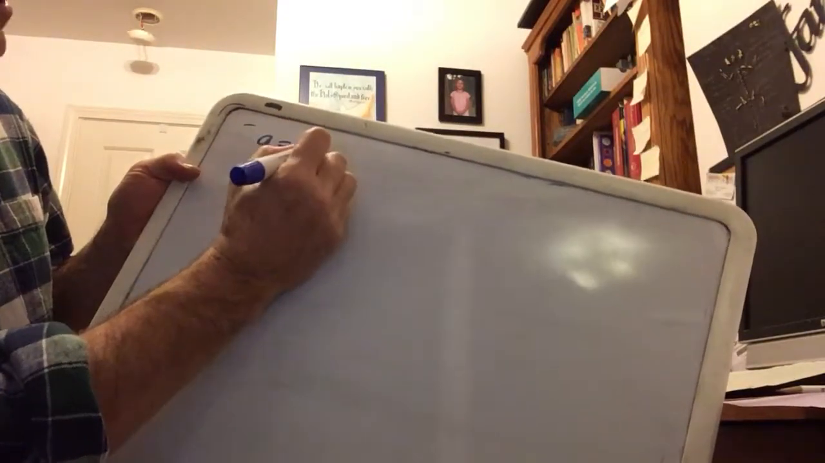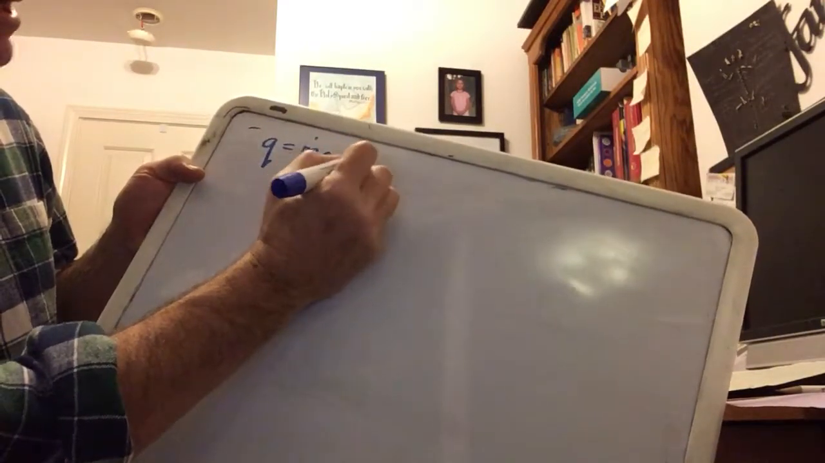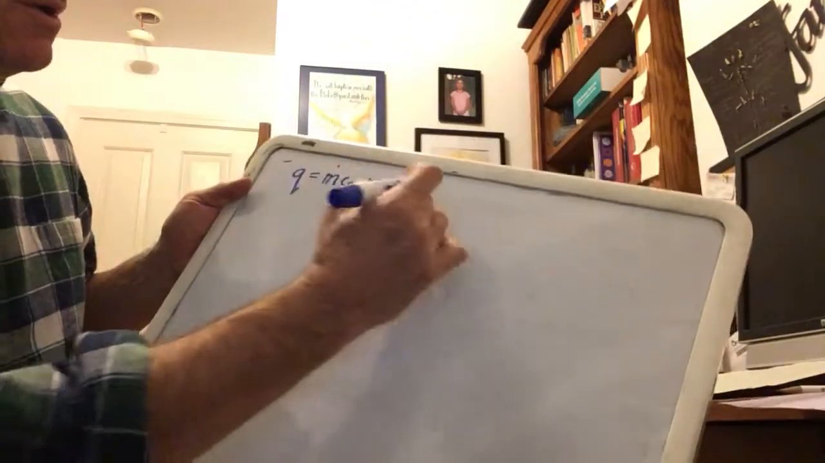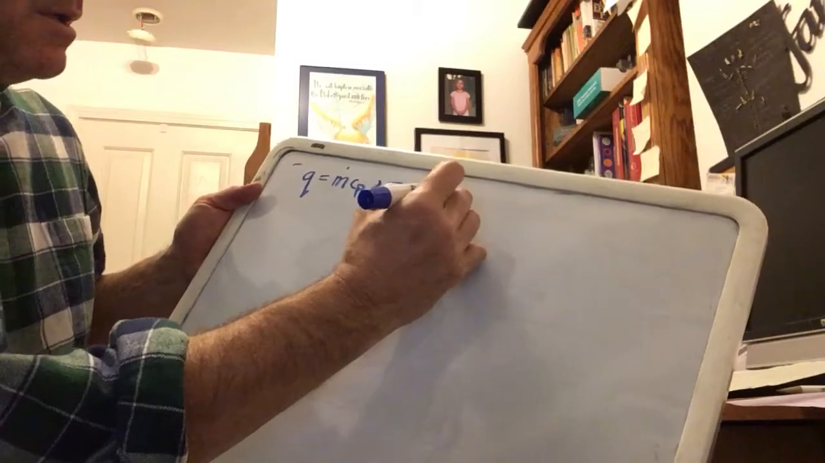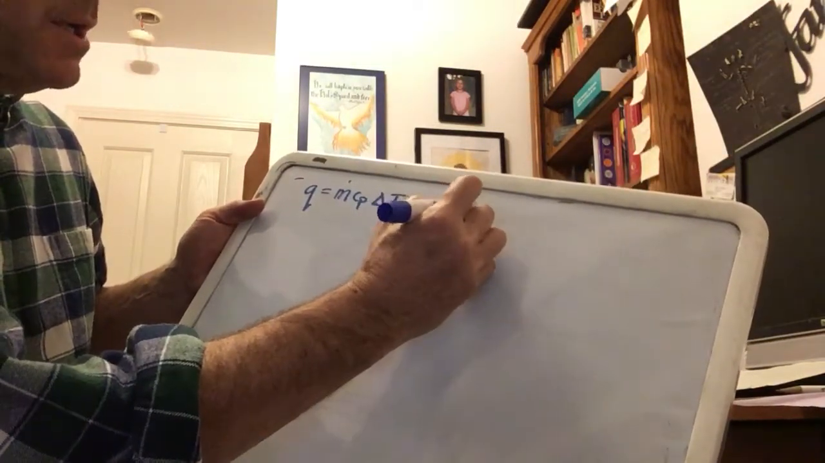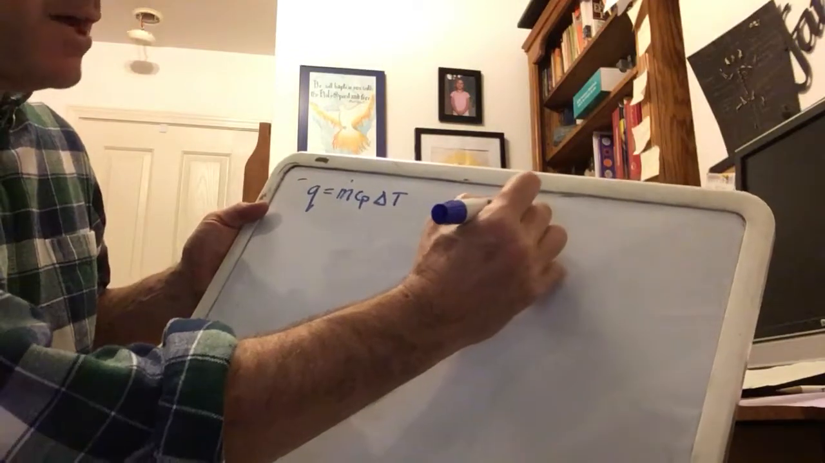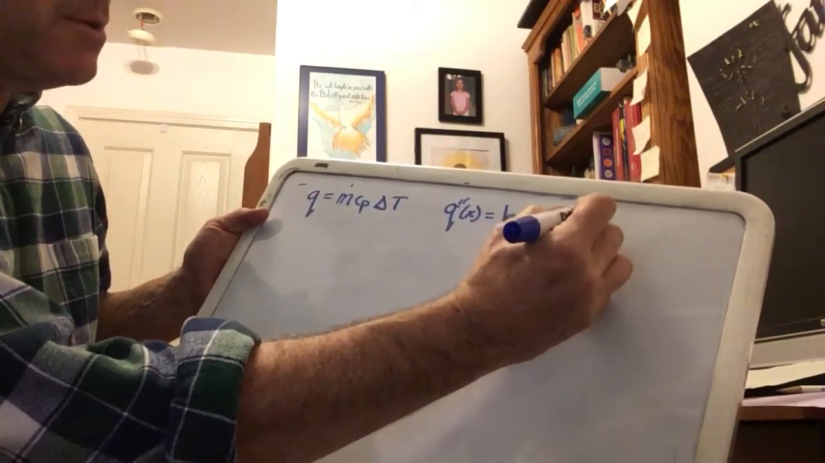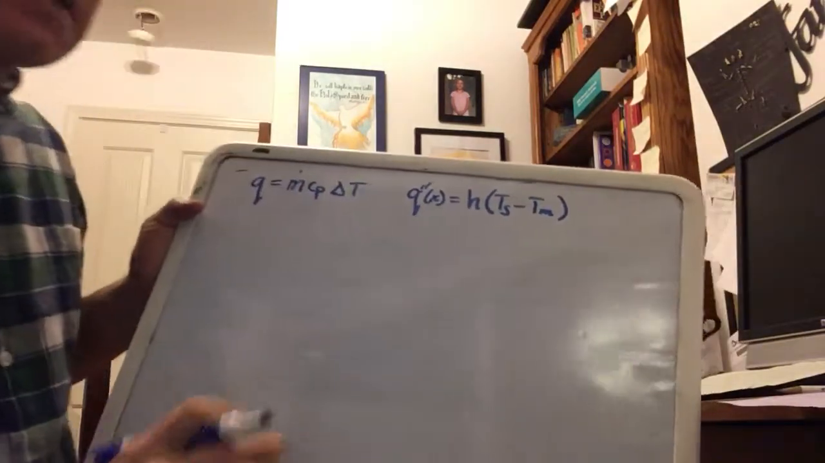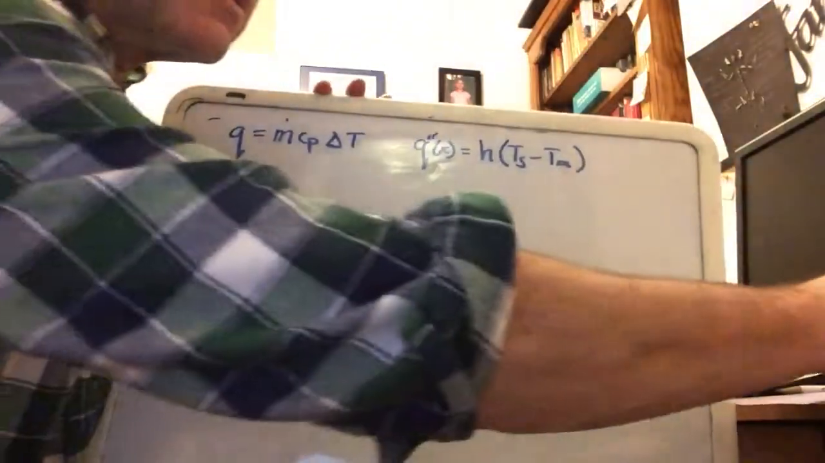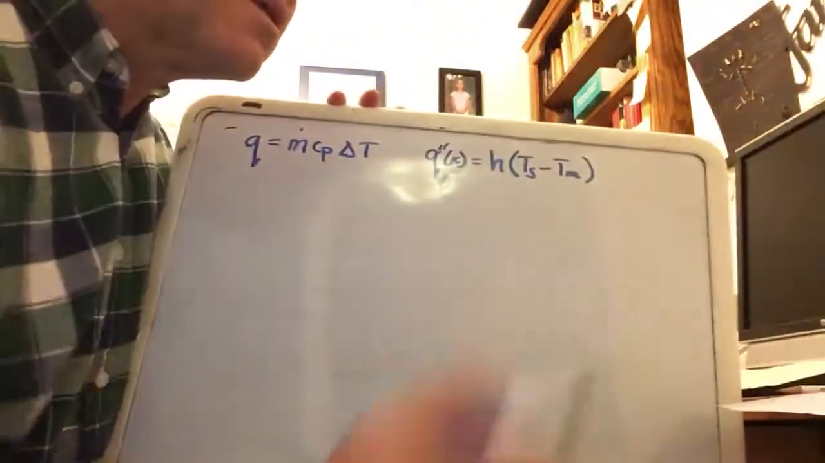Heat transfer to a fluid, if it goes through a pipe section, is going to be m dot Cp times delta T, where that is the change in temperature of the fluid. Our flux at any point is going to be given by our h value times the surface temperature at that point minus the mean fluid temperature. That's the second relation that we're going to have.